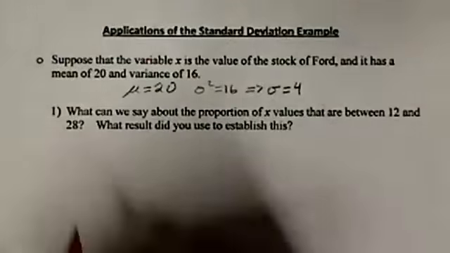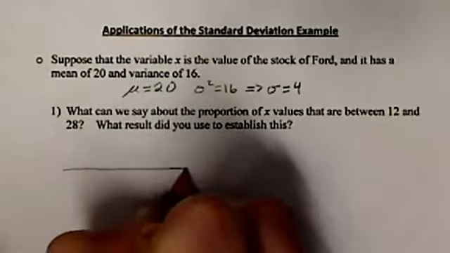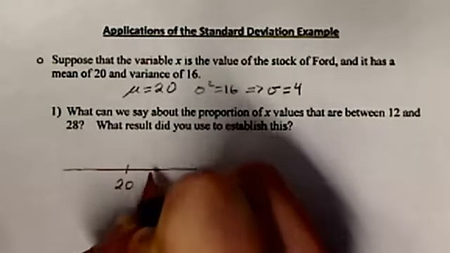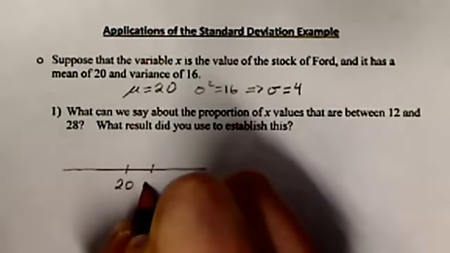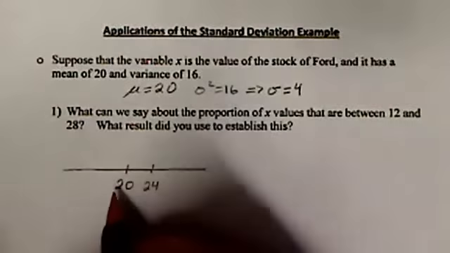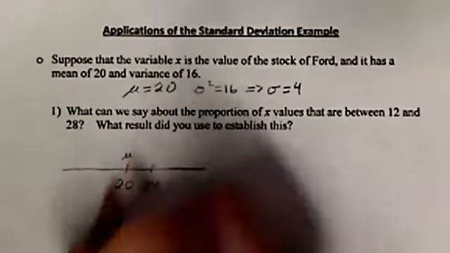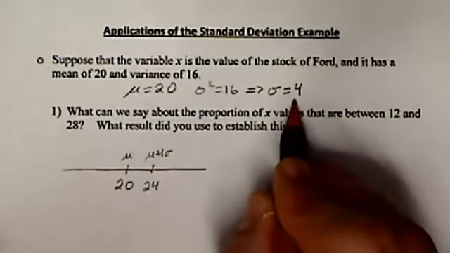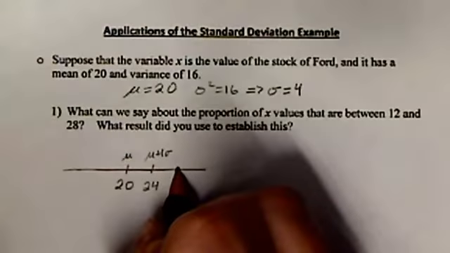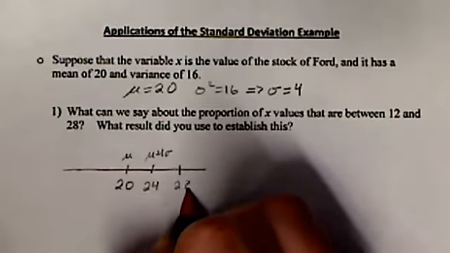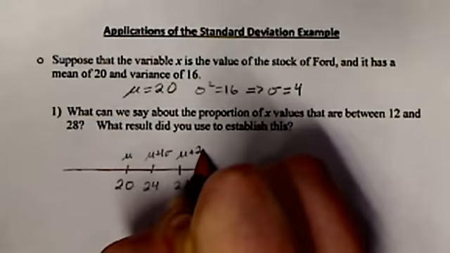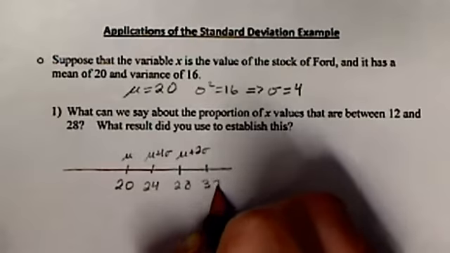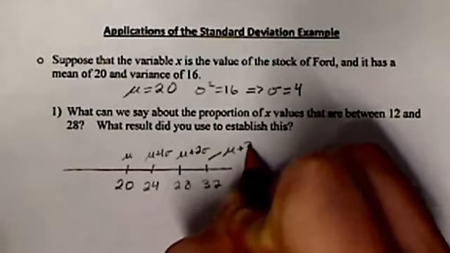So I'm going to draw a number line here to help us get a sense of what's going on. Here is 20. I'm going to bump out one standard deviation to the right, which would be 24, right? If mu is 20, then mu plus 1 sigma would be 24, because sigma is 4 here. I'm going to bump out another standard deviation to the right, and that would be 28. This would actually be mu plus 2 sigma. I'm going to bump out a third standard deviation to the right. That would be 32, and this value would be mu plus 3 sigma.